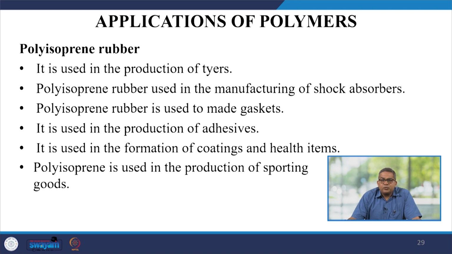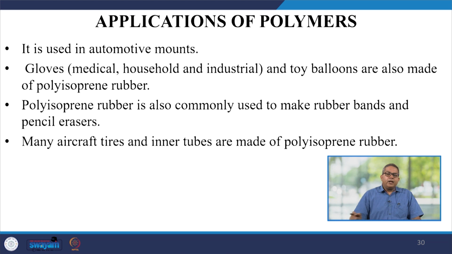Let us talk about the elastomers. One of the elastomers is polyisoprene rubber. It is primarily used in the production of tires. Polyisoprene rubber is used in the manufacturing of shock absorbers. It is also used to make gaskets. It is widely used in the production of adhesives, the formation of coatings, and health items. Polyisoprene is used in the production of sporting goods and different types of surfaces. It is also used in automotive mounts, gloves, and medical, household and industrial products.